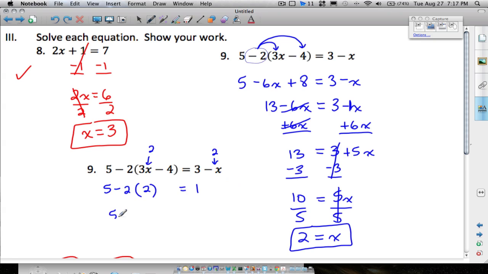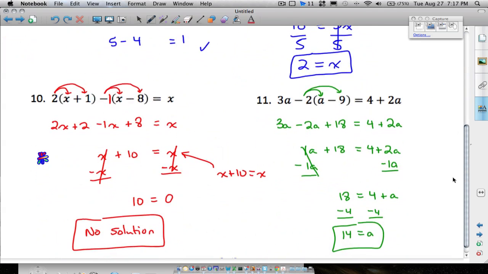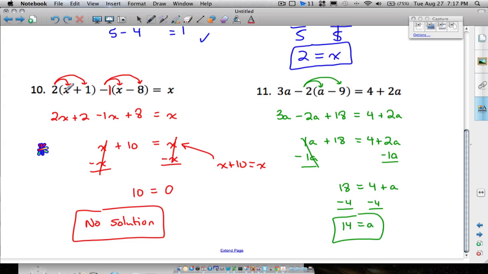Well, this becomes 5 minus 4. Remember to multiply before you subtract here. 5 minus 4 is equal to 1, so therefore our equation does work when we plug in 2. You can use a calculator here to speed up this process when you're checking your work. We did say here this was no solution, so there's no way to check that. You just got to trust your work.